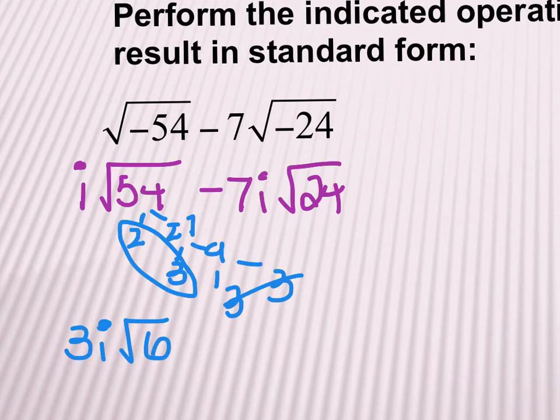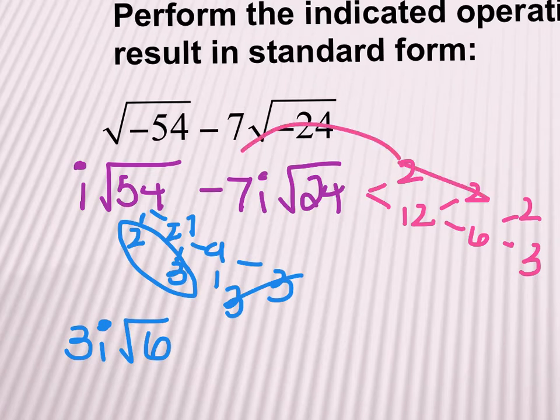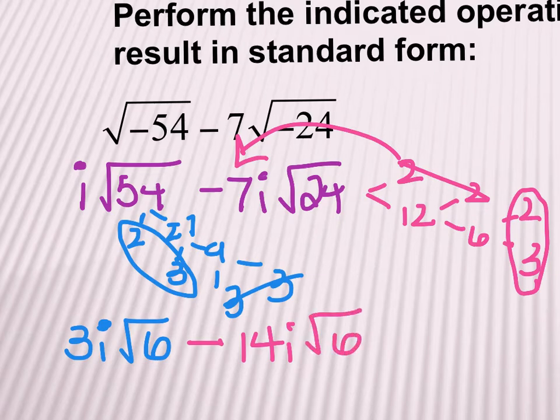And then do the same thing with the 24. This would be 2 and 12, 2 and 6, 2 and 3. And this time I can take out a pair of 2's. That's going to go on the front with the 7. So it's minus 7 times 2, which is 14i. And then the 2 and 3 don't have a pair, so they get multiplied together underneath.